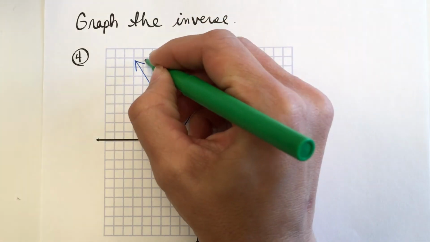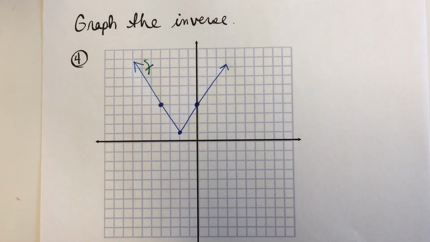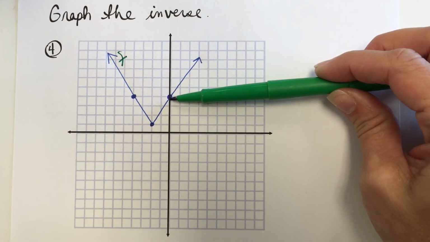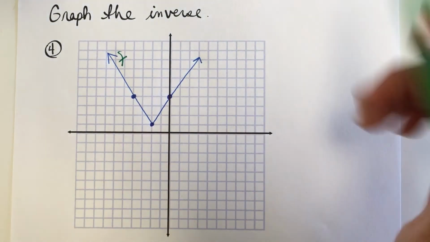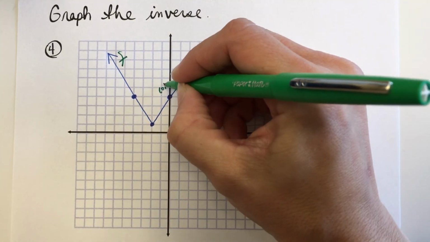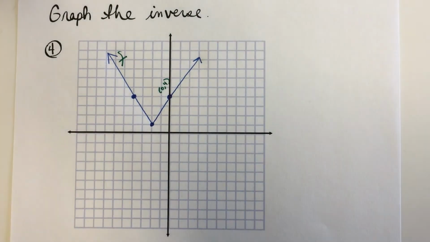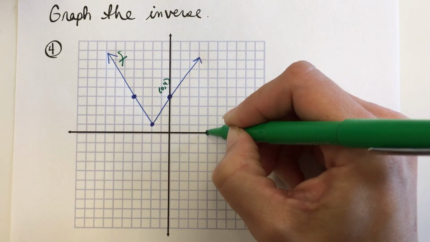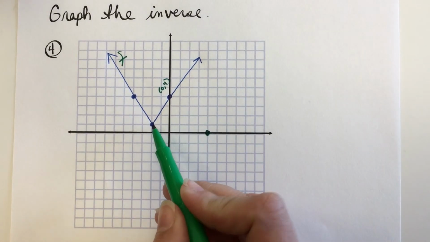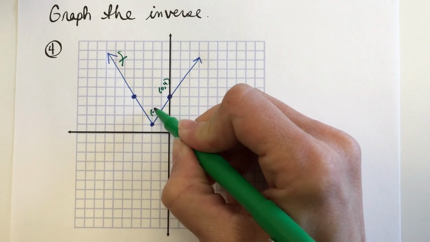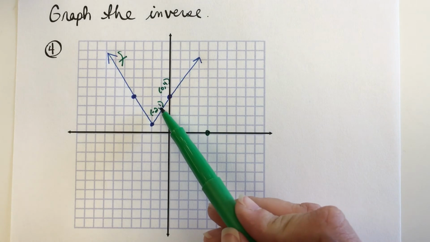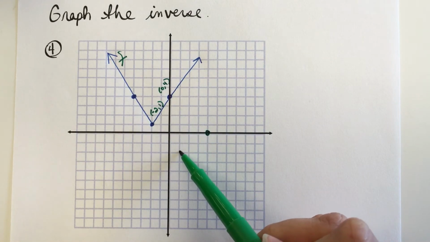So this is my original function. Remember, this is f, okay? So let's just start with this point. This is the point 0, 4. Okay, so if this is the point 0, 4, then on my inverse, I would have to have the point 4, 0. Okay, so let's plot 4, 0. Okay, this point is the point -2, +1. So my inverse would have to have 1, -2.